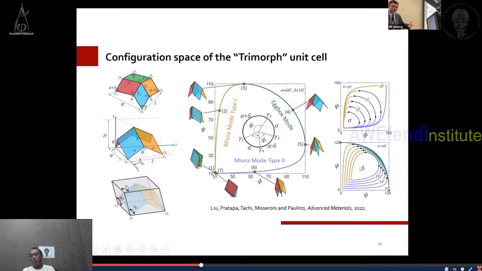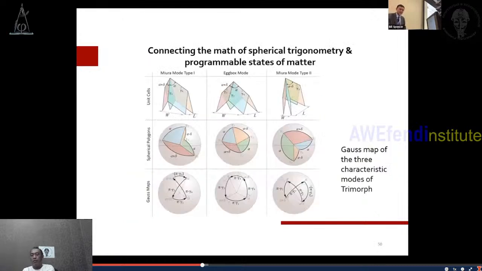And if we look here at the delta variation, for example, and then when delta equals 0, there is no yellow, there is no blue, then it's a pure egg box mode pattern. And then the pattern can transition among all these modes. And then we wanted to connect the math of the spherical trigonometry and the programmable states of matter. We have these 3 states, one type of Miura, another type, and the egg box. And these are the spherical polygons.